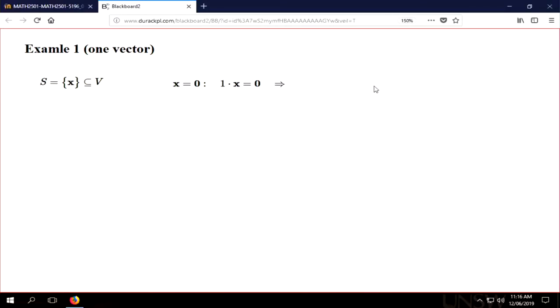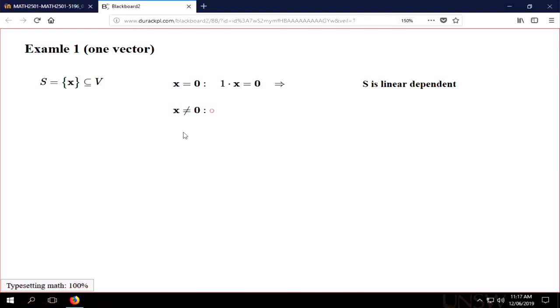This means that my set is linear dependent. And this is the manifestation of linear dependence in the case of one vector. A set of one vector is linear dependent when it's just a 0 vector.